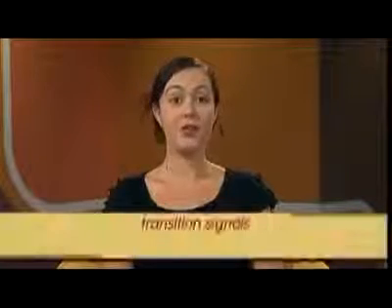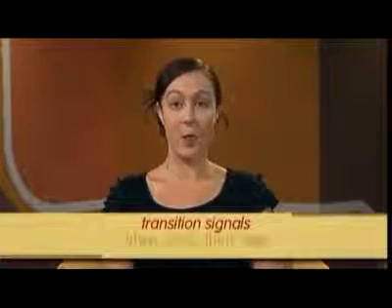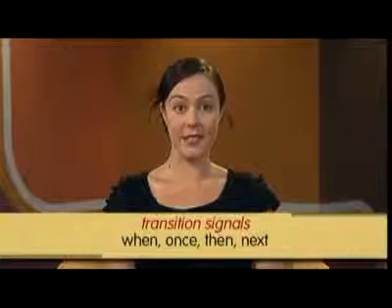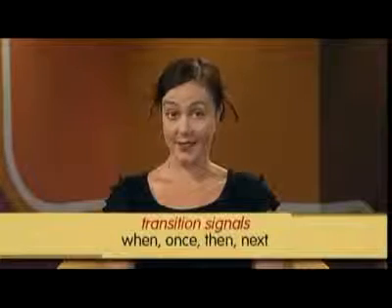In a cycle, there is no real end or beginning because the process just keeps going. When describing a cycle, we need to start somewhere, then describe in order each part of the cycle. There are many different ways of describing the stages of a cycle. We can use transition signals like when, once, then, or next.